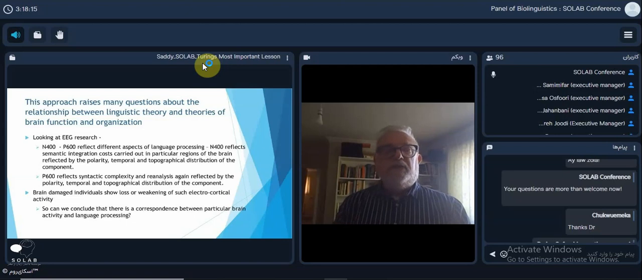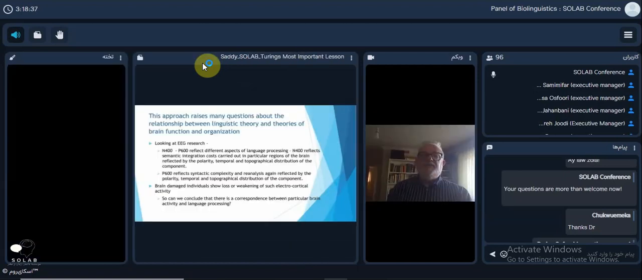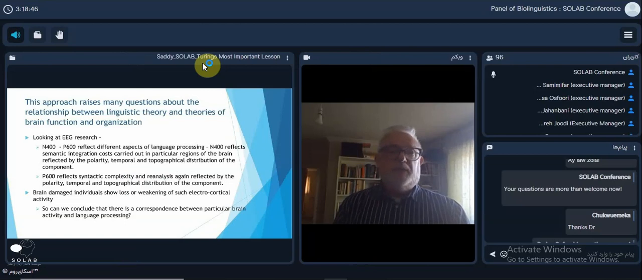And we've had reference to the idea that there are certain oscillations that map to certain types of linguistic functions. And if we take a look at the conventional EEG research, we see that we've got the N400 and the P600, which reflect different aspects of language processing. The N400 reflects semantic integration costs carried out in particular regions of the brain, reflected by the polarity and the temporal and topographic distributions of their components. And the P600 similarly reflects syntactic complexity and the cost of reanalysis, again reflected by polarity, temporal, and topographical distribution.